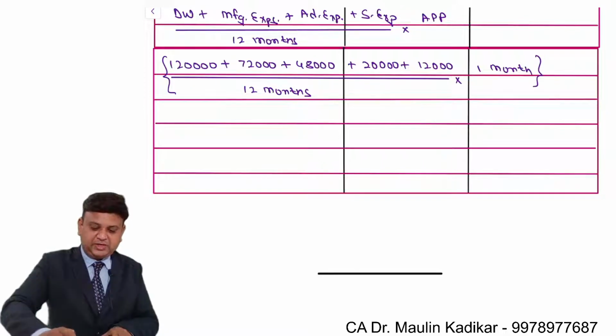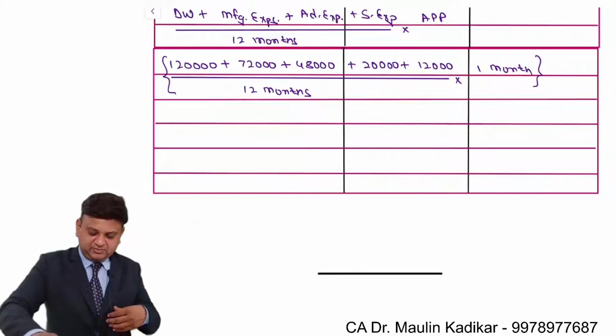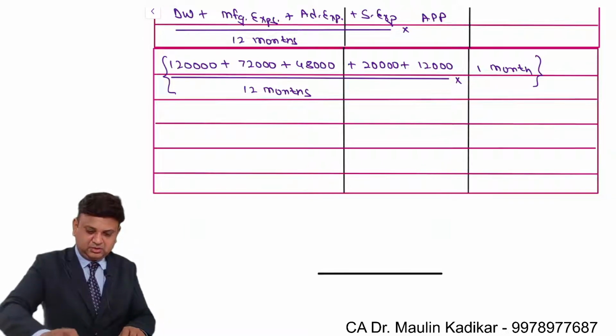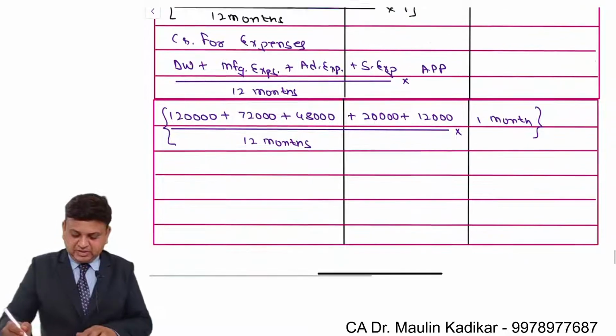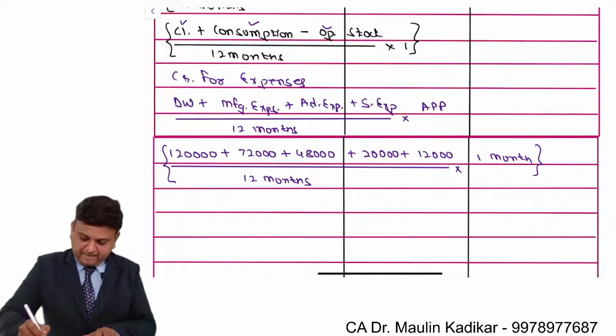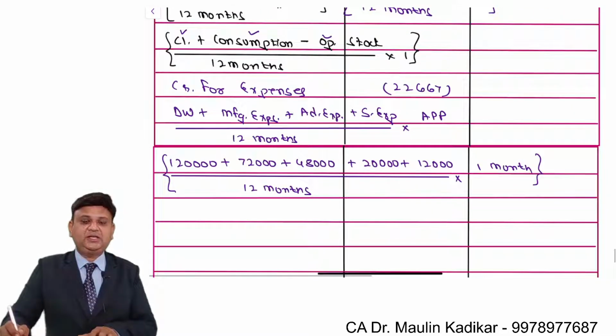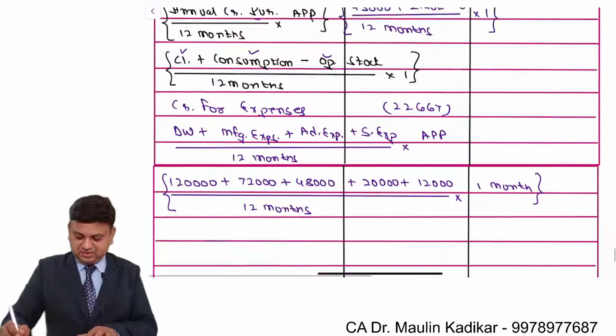So I request you to use your calculator. 1,20,000 plus 72,000 plus 48,000 plus 20,000 plus 12,000 is 2,72,000, divided by 12, that is 22,667. This is the way the creditors for expenses are calculated.